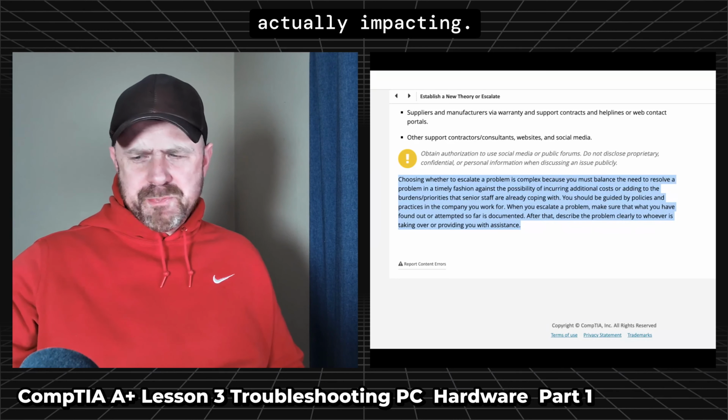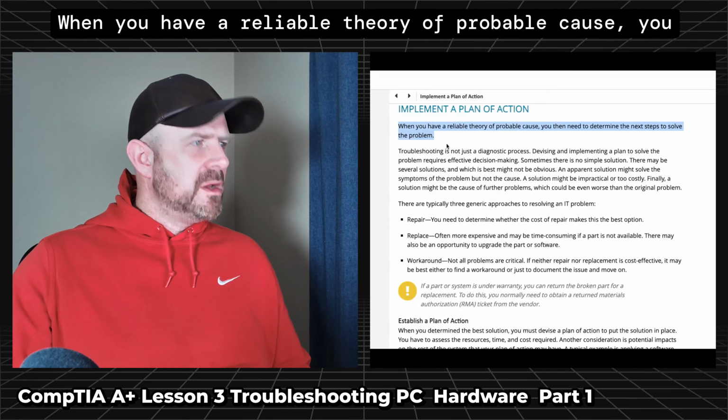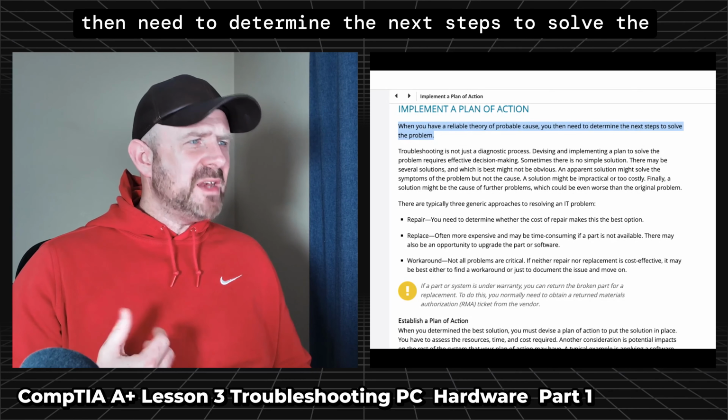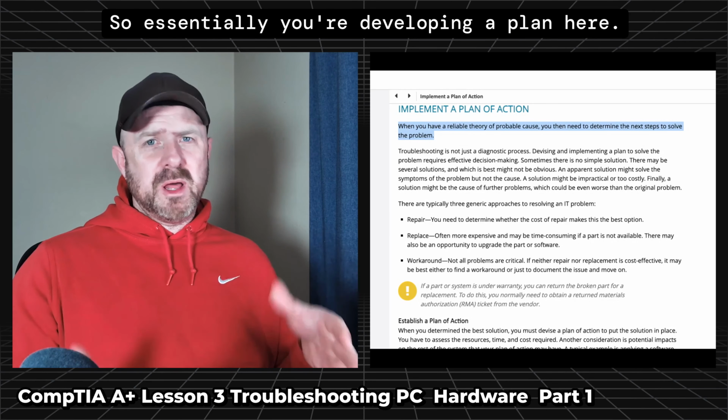especially the larger the number of people that it's actually impacting. Implementing a plan of action. When you have a reliable theory of probable cause, you then need to determine the next steps to solve the problem. So essentially, you're developing a plan here.